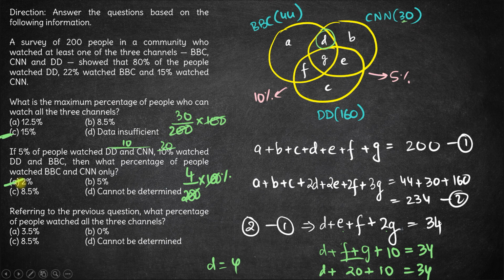Now coming to the last question here, referring to the previous question, what percentage of people watched all the three channels? So we need to figure out the value of G. Now can we figure out the value of G with this information given? No, we could figure out only the value of D. We cannot figure out the value of G here. Hence the answer should be cannot be determined here. Thank you.